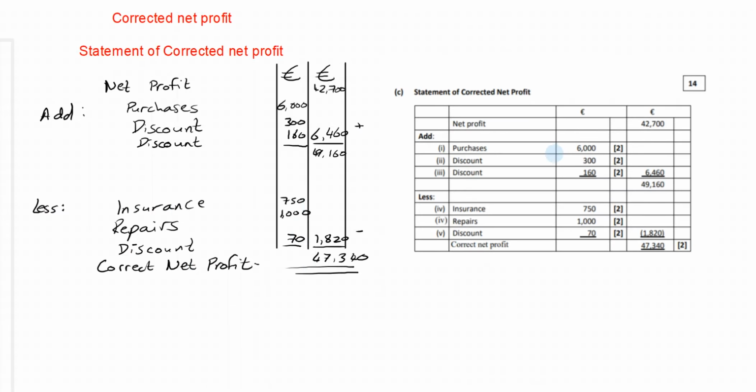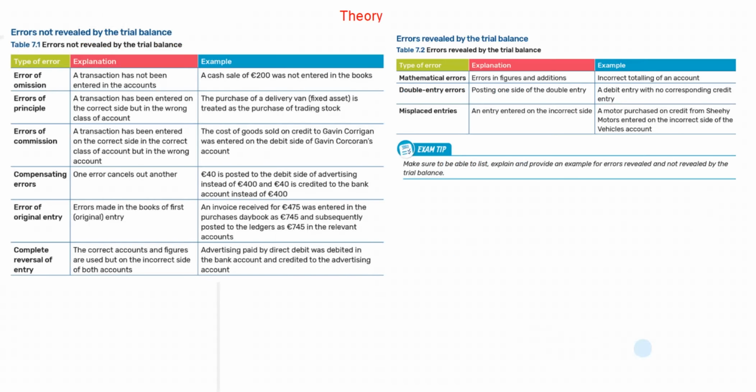That is their purchase, discount, insurance, repairs, discount, correct net profit. So it's the exact same thing. This is probably the way in which you'd write it, but this is the way it's typed out. So when looking at the theory question, I'll just pop it up. It says, give an example of an error of commission. Will this type of error be revealed by a trial balance?